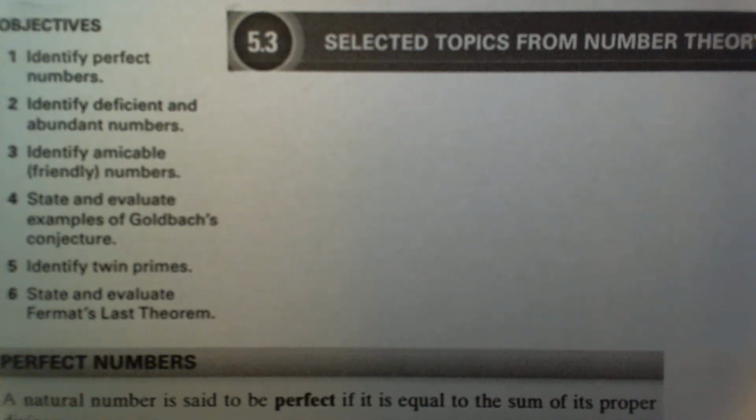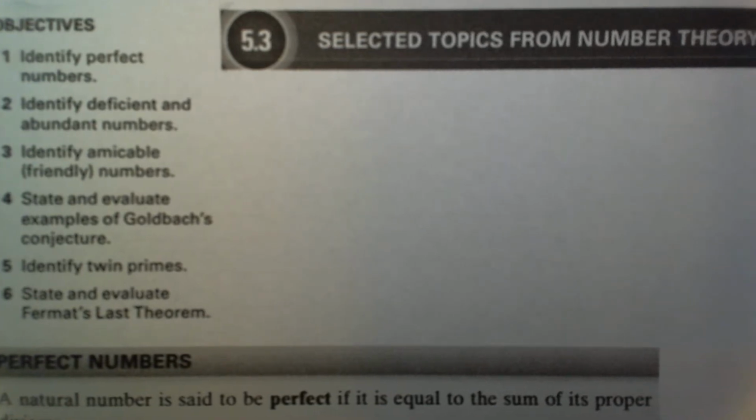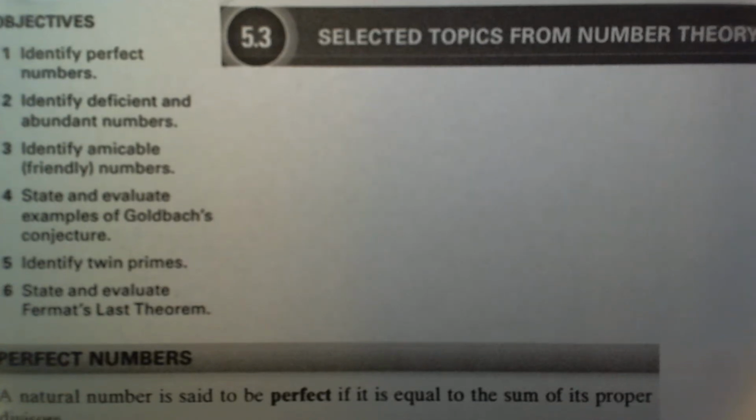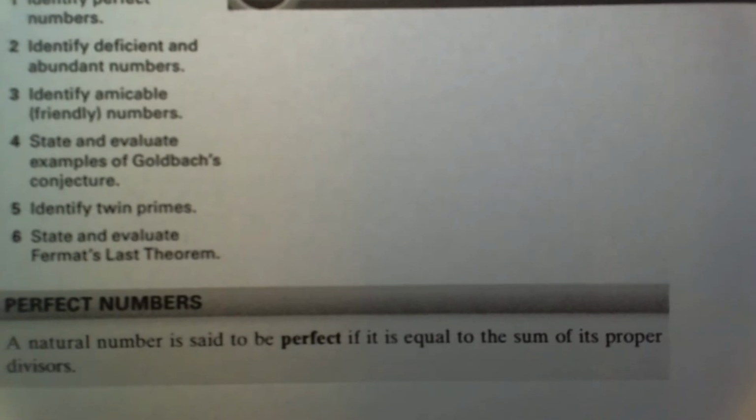Section 5.3 is a very interesting one. It's about selected topics from number theory. And so we'll be talking about perfect numbers, deficient and abundant numbers. I'm going to skip part 3. We state and evaluate examples of Goldbach's conjecture, and then we talk about twin primes, and then we state and evaluate Fermat's last theorem. So these are all very interesting topics, and we begin with perfect numbers.